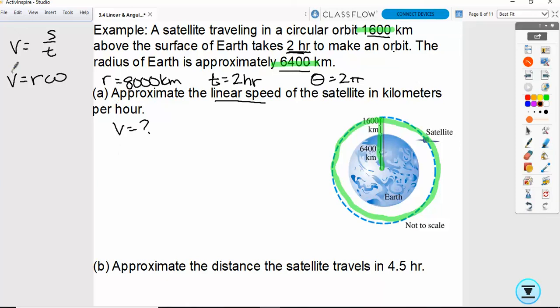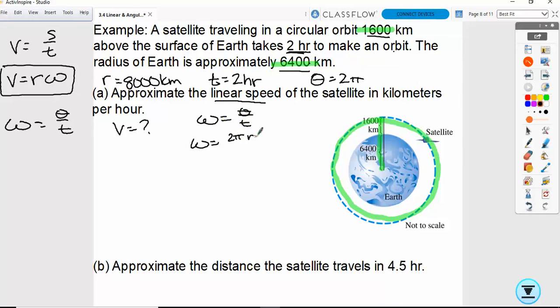Okay. So if we want to use this formula, we need omega first. So my options with omega: V equals R omega, or omega equals theta over T. Do we have the information to do that? Yeah. So let's start there. Omega equals theta over T. Theta is 2 pi radians. My time is 2 hours. So we just get pi radians per hour.